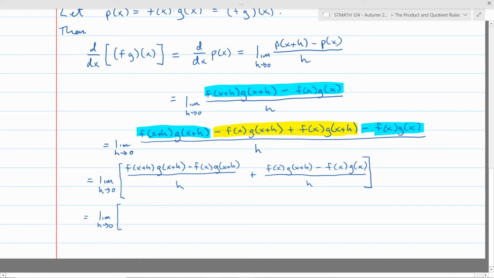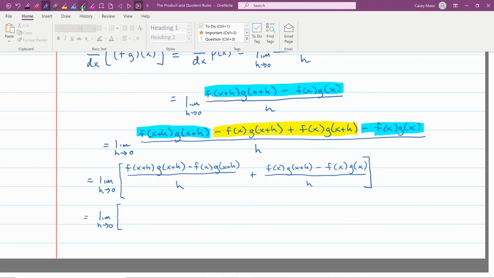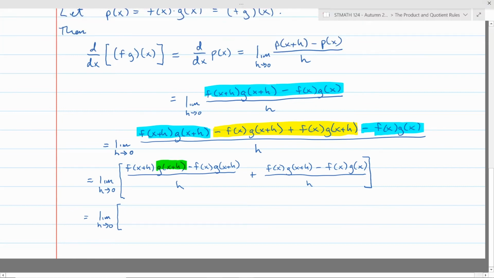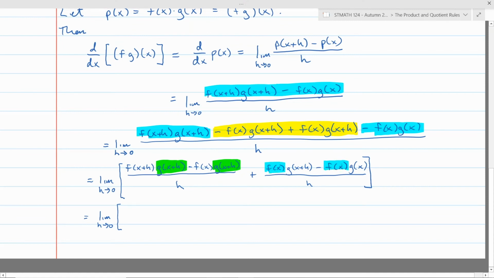And that first fraction, I see a common factor that I want to pull out. I've got this g of x plus h here and here. I can factor that out of the numerator. And also I have a common factor in the second fraction, f of x, that I can factor out of that fraction. So that's what I'm going to do.